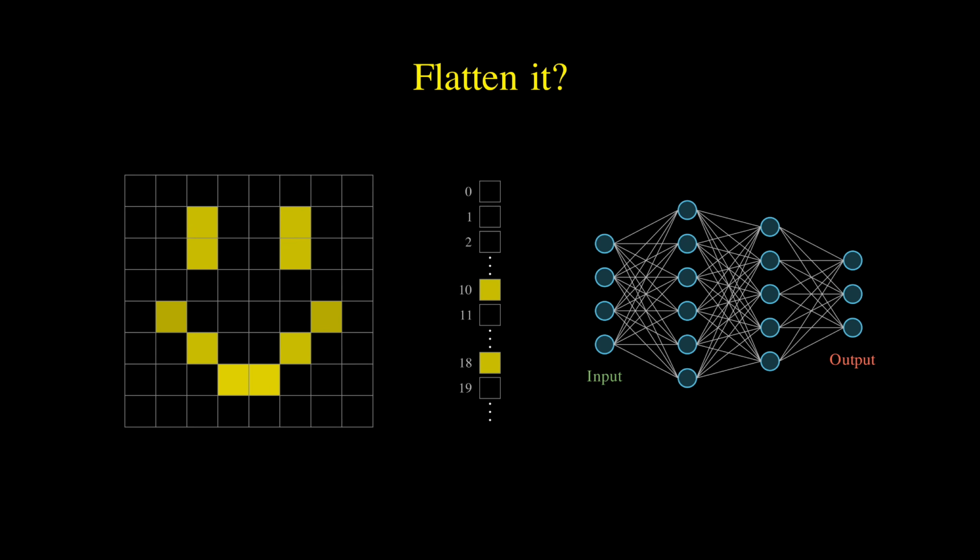But here's the problem. Take these two pixels, they're right next to each other in the image, vertical neighbors. They clearly share important local information. But once you flatten the image, suddenly they're 8 positions apart in the vector. The network has no idea they were ever neighbors. That spatial structure, that local context, it's gone. And that's a real issue, because so much of what matters in an image is about which pixels are near each other. So we need something smarter.